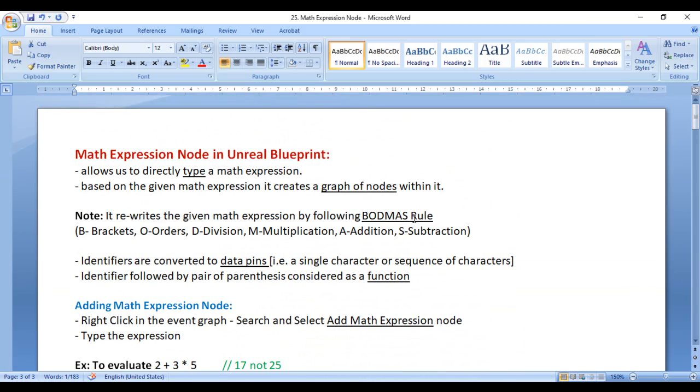I hope you guys have clearly understood. So remember that the math expression node allows us to directly type a math expression, and based on the given math expression, it creates or designs a graph of nodes within it, and it rewrites the given math expression by following the BODMAS rule, where B for brackets, O for orders, D for division, M for multiplication, A for addition, S for subtraction. First brackets are evaluated, then orders, then division and multiplication, then addition and subtraction. So at any time you want, you can use brackets to override this order. And identifiers are converted to data pins, right? An identifier followed by a pair of parentheses is considered a function, guys.